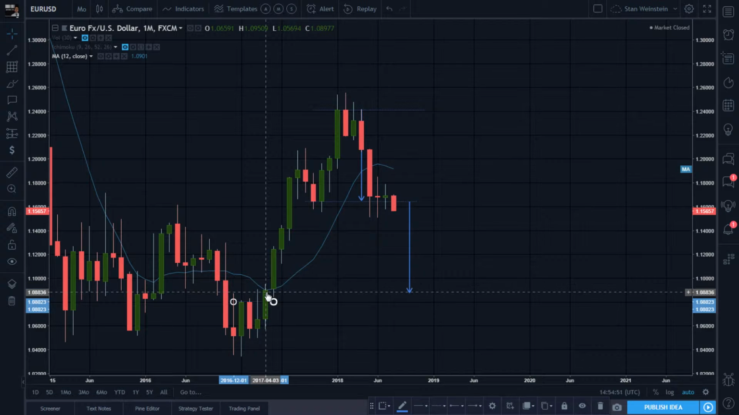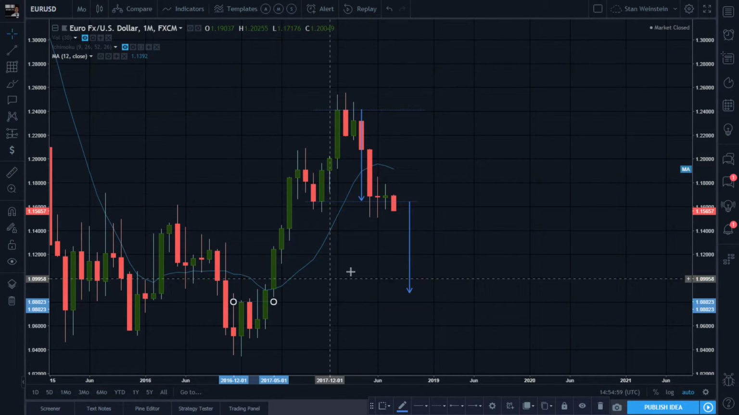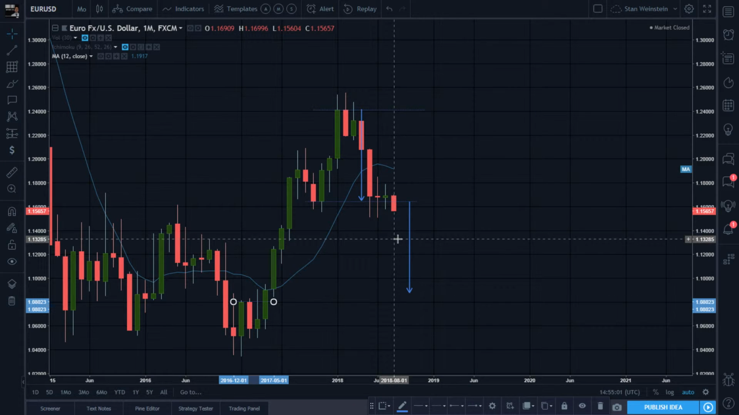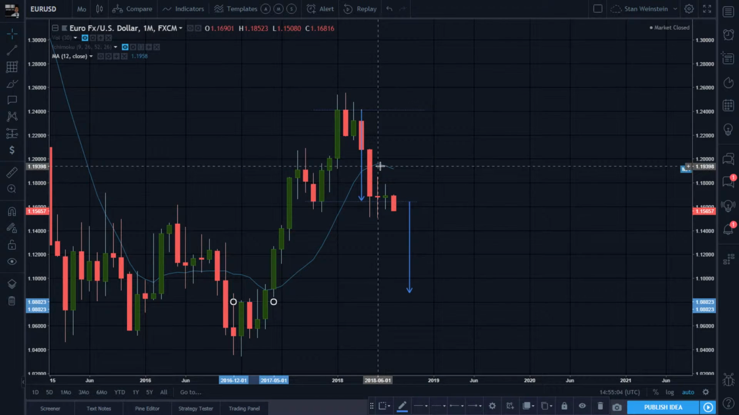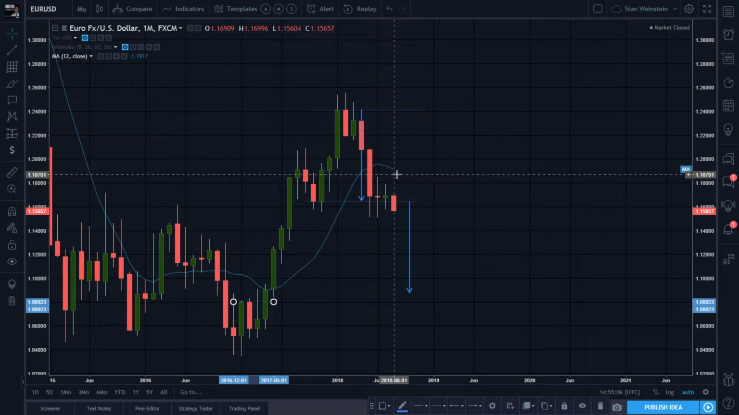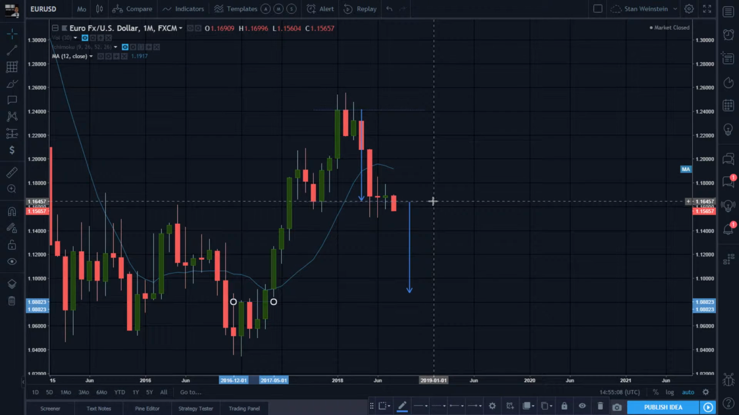Bottom formation, breakout, reaches target. And after that, that's all she wrote, guys. I like these targets that don't have any visible support on the way down. 12-month moving average skewing down, horizontal breakdown line. This is clear cut.